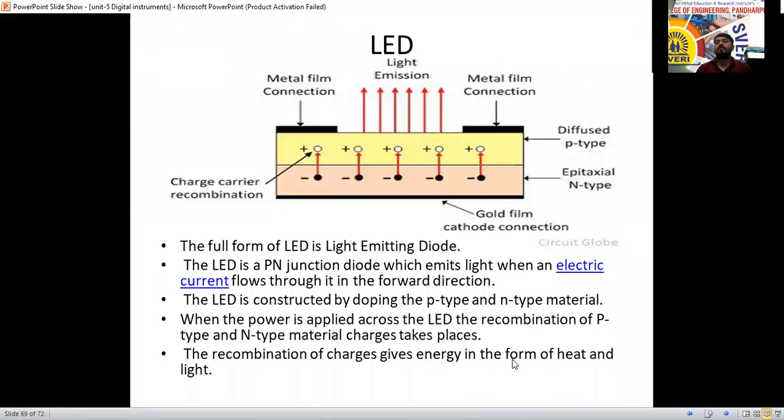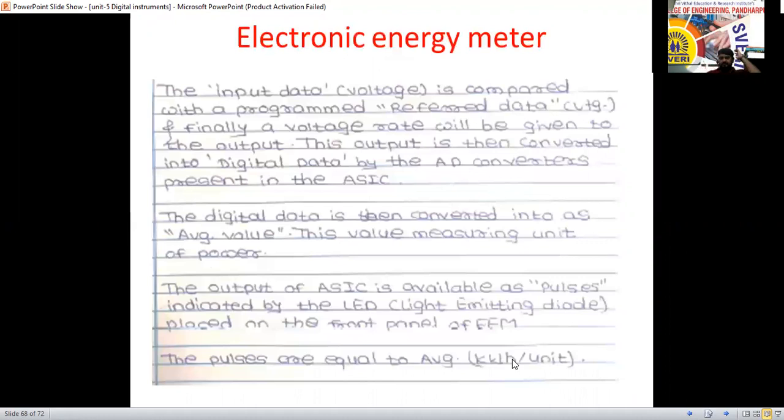So the last topic of the 5th unit is LED and LCD. Can anyone tell me the long form of LED and LCD? Any one of you? Light emitting diode. Light emitting diode. LCD?